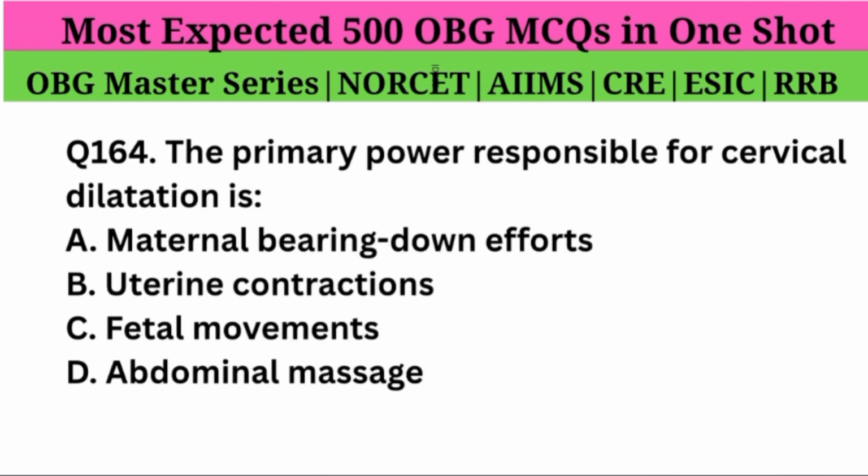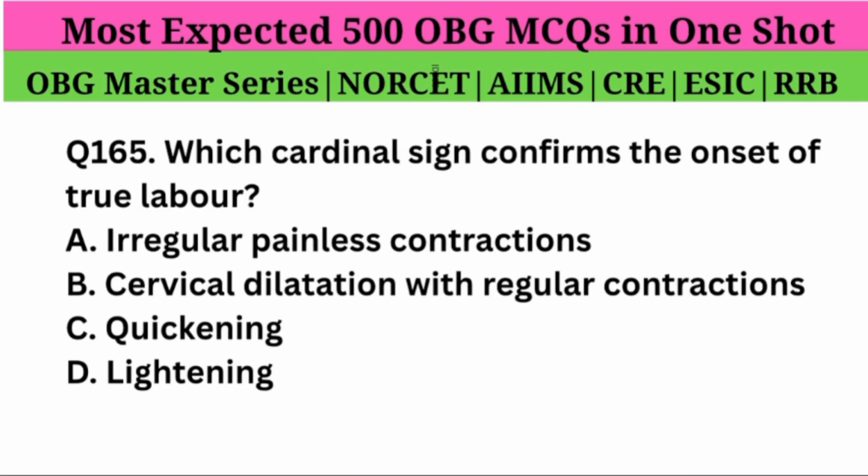Next one, the primary power responsible for cervical dilatation is. Correct option is option B, uterine contractions. Next question, which cardinal sign confirms the onset of true labor? Your correct option is option B, cervical dilatation with regular contractions.